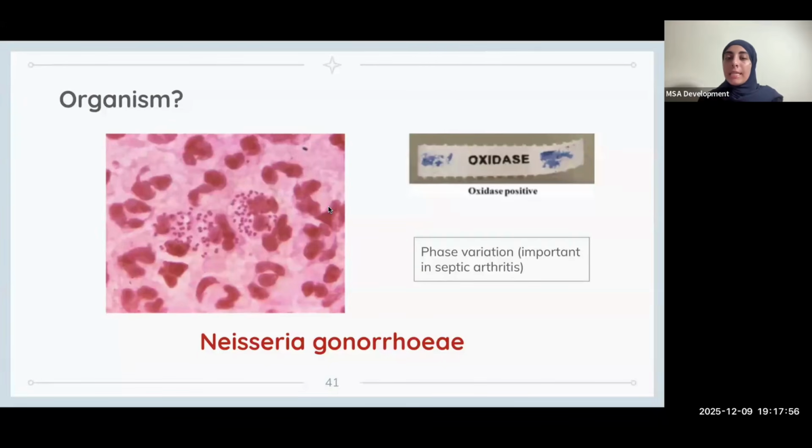And for some reason, I saw a few questions about this. I remember a couple of questions about this point. I would remember it if I was you. Phase variation or antigenic variation for Neisseria gonorrhoeae, especially in septic arthritis.